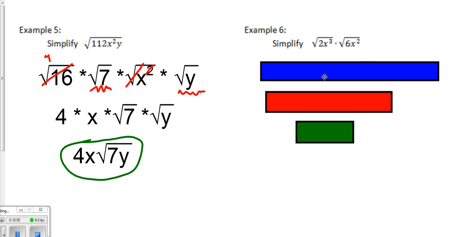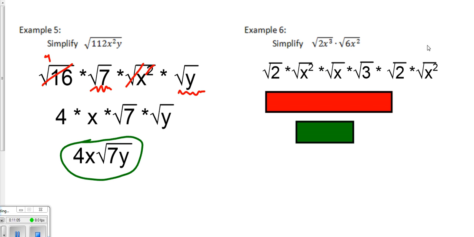And for example 6, we have the square root of 2x cubed times the square root of 6x squared. Now, like example 4, we're just going to break it down into a lot of little pieces. We have the square root of 2, came from right here. Now this x cubed, I'm going to break into two different pieces, an x squared and an x. Or if you want, we can think of this as x to the first power, because x to the 2 and x to the 1 would multiply to this x to the 3.